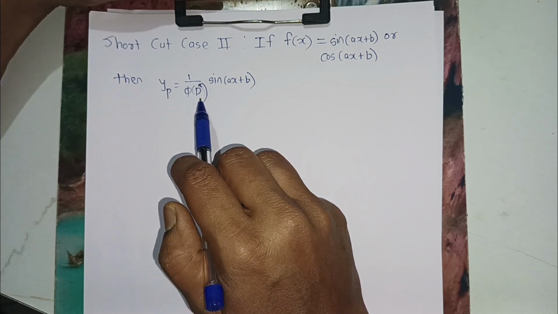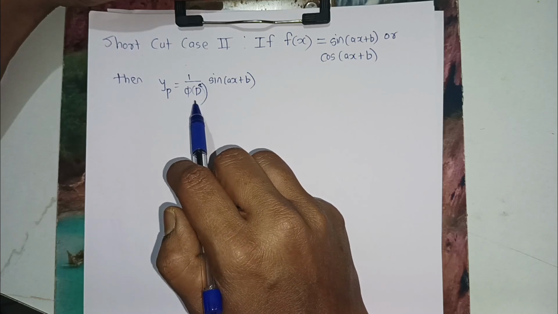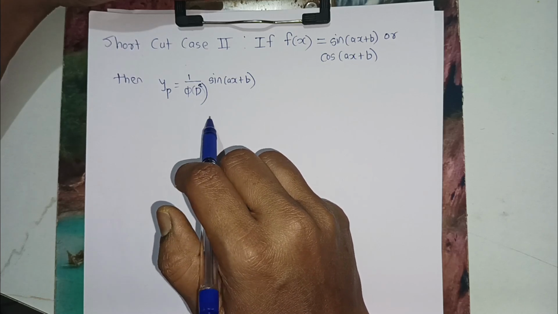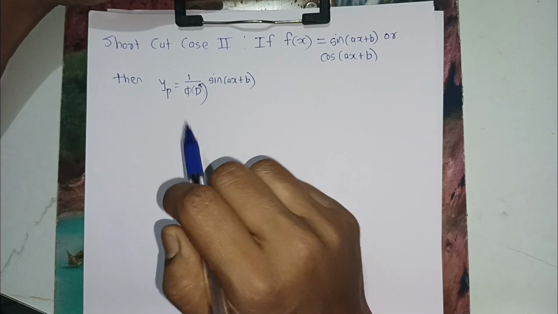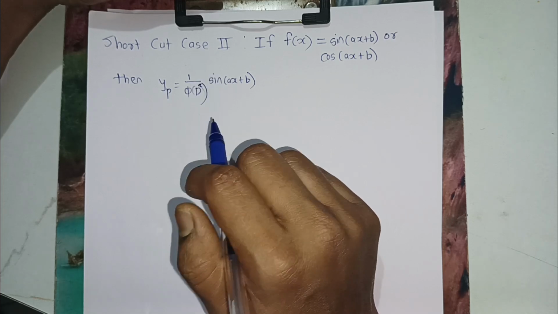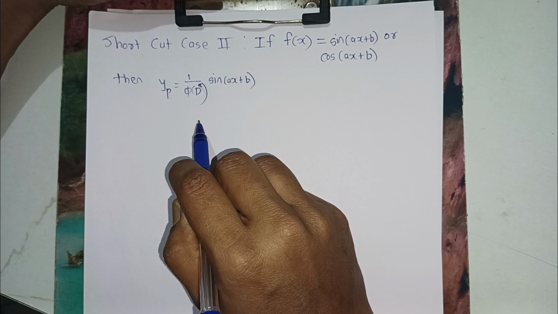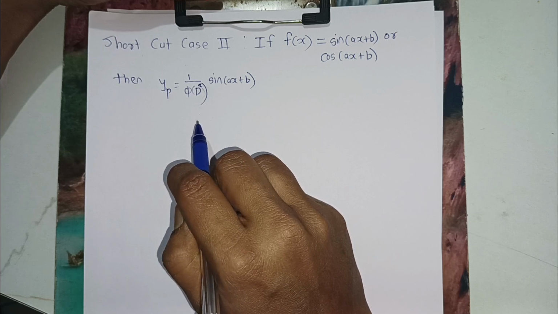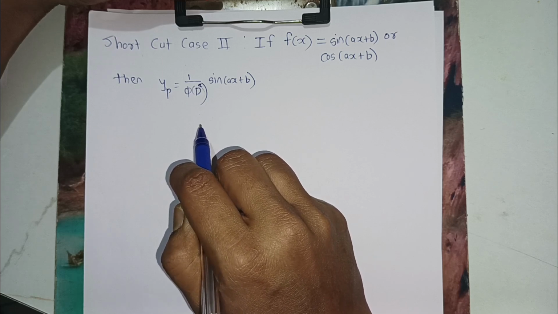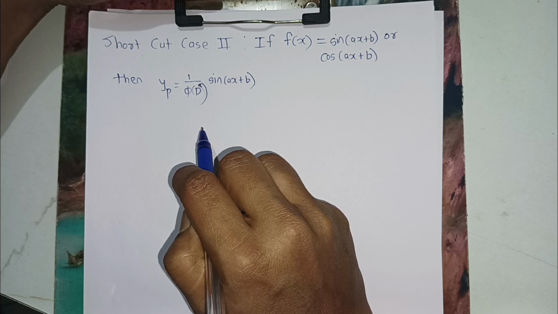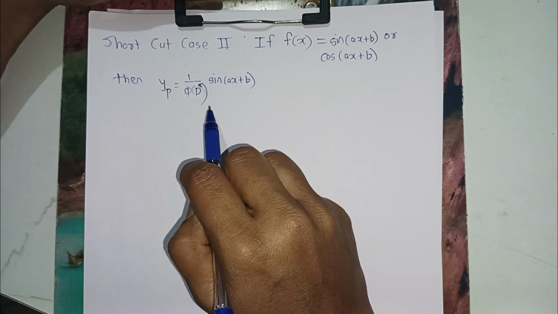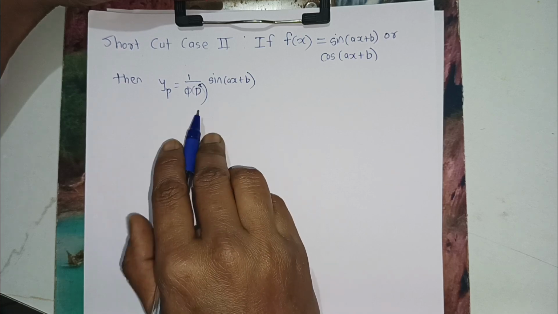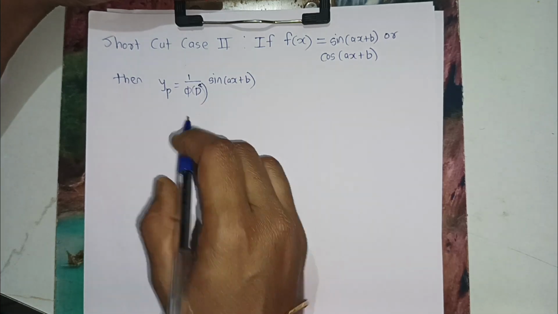Now, why are we calling it phi of D square? Because all even ordered derivatives of sine are sine, and all even ordered derivatives of cos are cos. So we are just calling the auxiliary polynomial phi of D square. In other cases we call the auxiliary polynomial phi of D, but in this case we call it phi of D square. So yp is equal to 1 upon phi of D square, sin(ax+b).